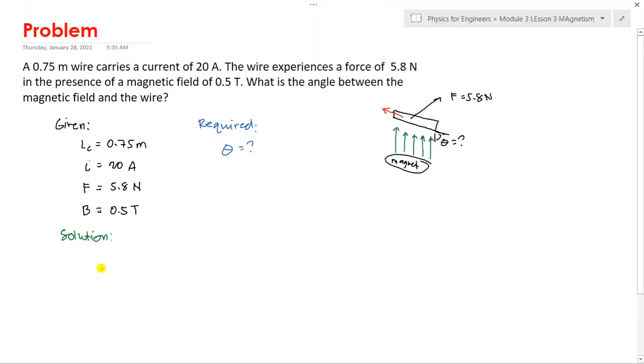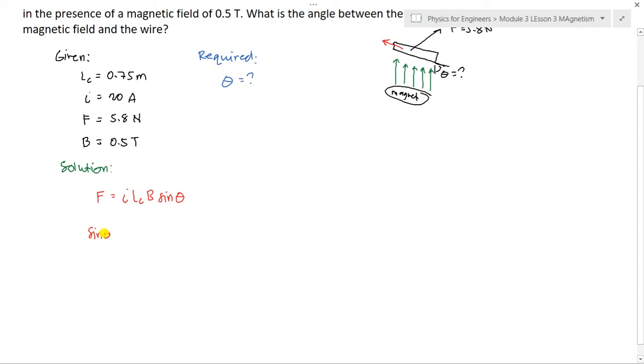Now, by applying the formula I showed you earlier, the force of a current-carrying conductor is F = ILB sine of theta. So sine of theta is just equal to the force divided by ILB. Our force here is 5.8 newtons, divided by the current, 20 amps, multiplied by the length, 0.75 meters, times the magnetic field, 0.5 tesla. If you look at the units, newton, ampere, meter, tesla, they actually cancel, so it is unitless.